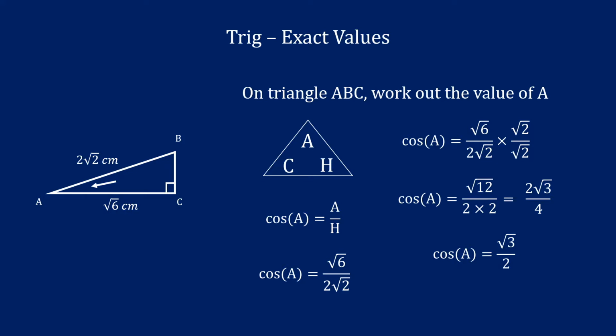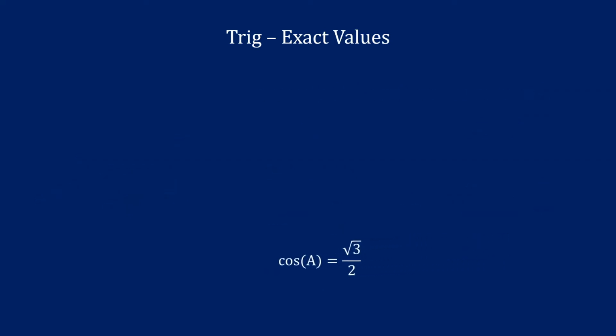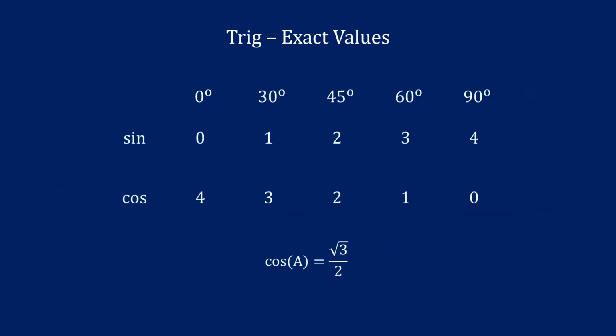But the question is not asking you for cos of A. The question is asking you for the value of A. So what do we do now? We're going to reverse engineer. We're going to go to our table with a cos, and we're going to see which angle does it give us. Now, we're looking at cos, yeah? So we're looking at the second row.